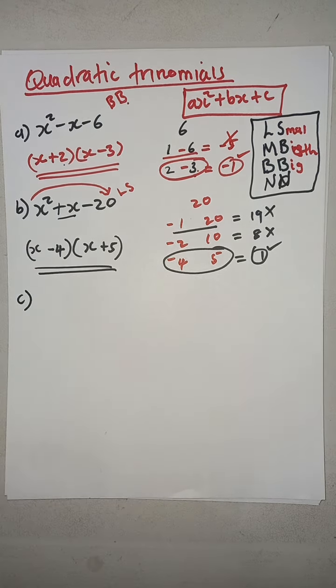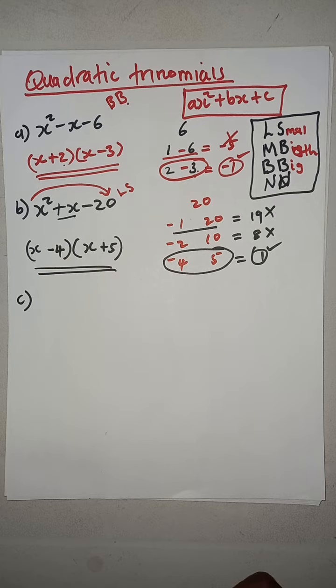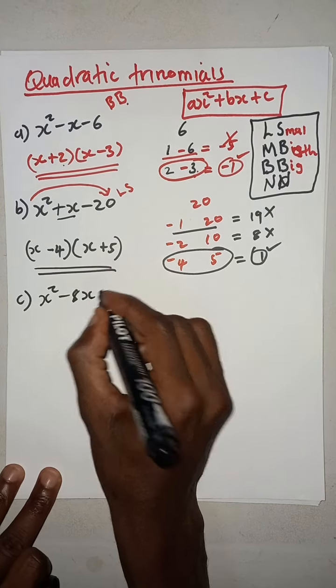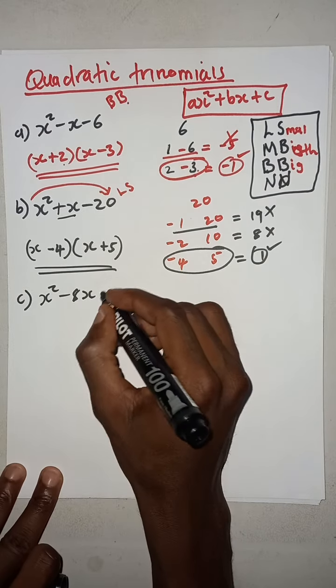So what if we are given x squared minus 8x and then plus 15.